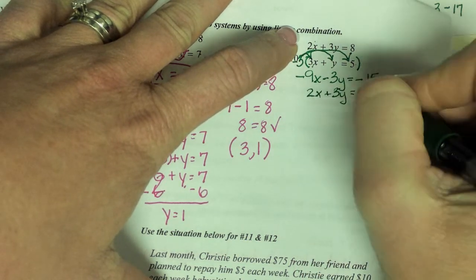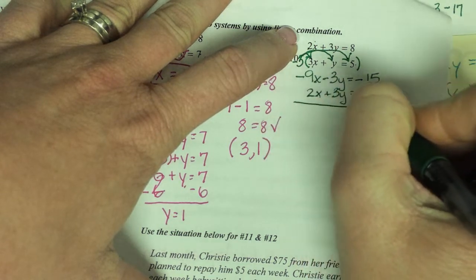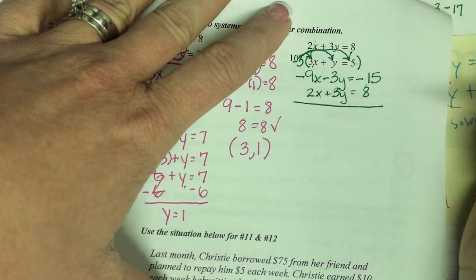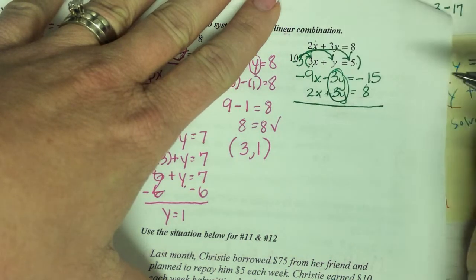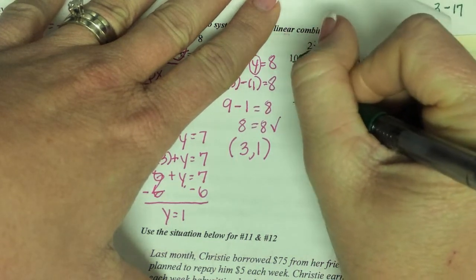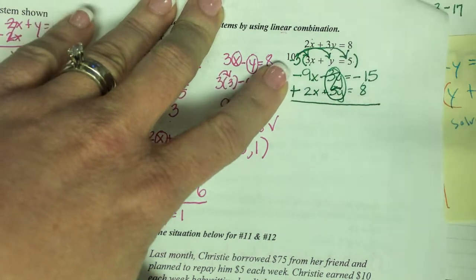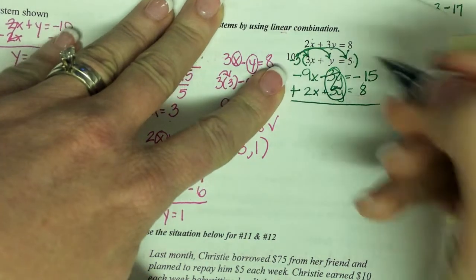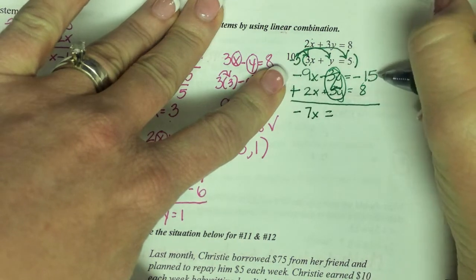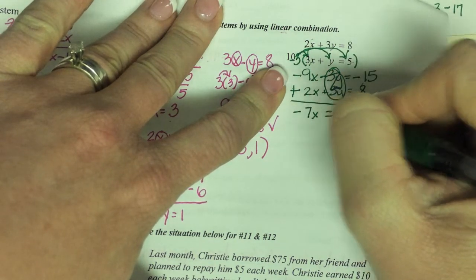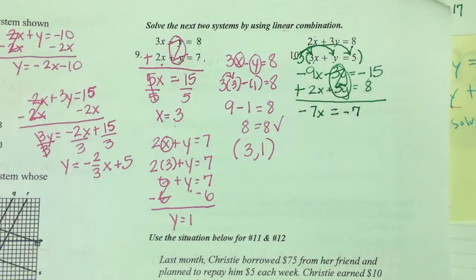If you don't want to do that, you don't have to. All right, so which one am I zeroing out? Right, my y terms. So now I can combine them. So negative 9x plus 2x gives me negative 7x. And that equals negative 15 plus 8, which is negative 7.